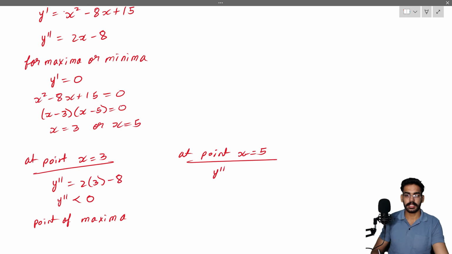So here the value is getting maximum, and at x equals 5, what can I say? y double dash is equal to 2 into 5 minus 8, so that is plus 2, right? So y double dash is greater than 0, so this is a point of minima.